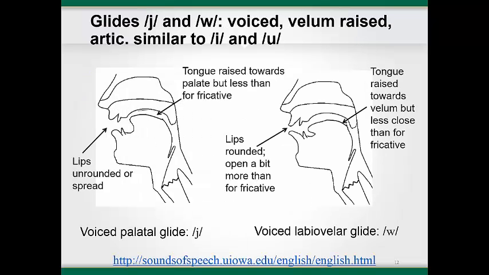Notice in the mid-sagittal section figures that the articulation of the y and the w consonants is very similar to those of the vowels e and oo, and both are voiced sonorant consonants. For the palatal glide y, as in yellow, the lips are not rounded, the velum is raised, and the tongue constriction is greatest near the hard palate, whereas for the labiovelar glide w, like in where, the lips are rounded, the velum is raised, and the tongue constriction is greatest between the back of the tongue and the velum.